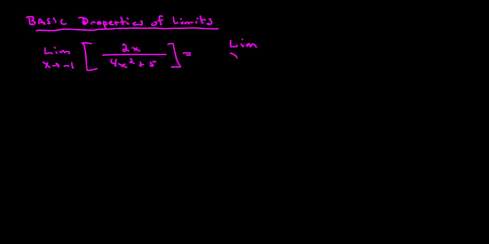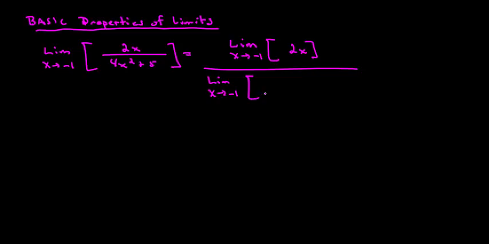We can say this is the limit as x approaches -1 of 2x over the limit as x approaches -1 of 4x squared plus 5. So I've used this quotient property, and the reason I can use it is because the limit of the denominator is not 0. If it is 0, you can't use this. So since the limit down here is not 0, let's go ahead and compute these.